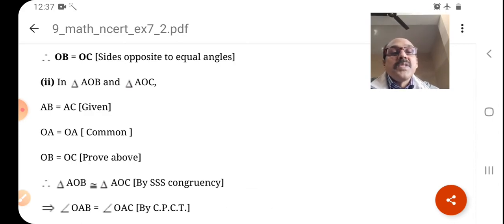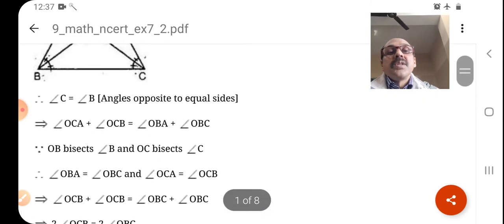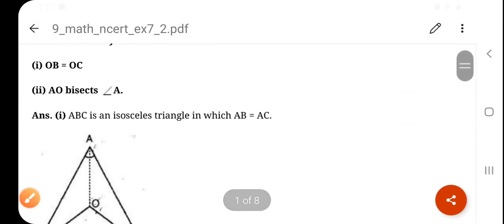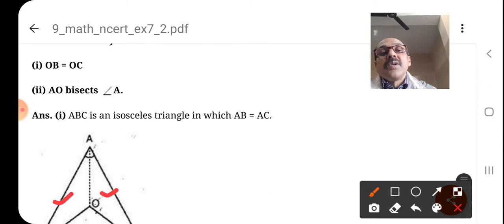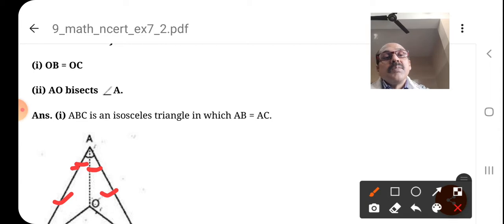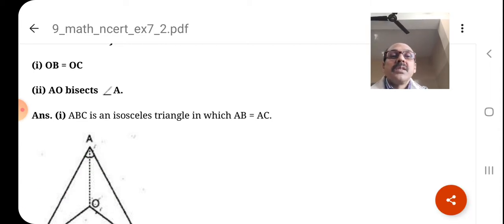Now by CPCT we can say, if these two triangles are congruent, that means corresponding angles are equal, so these two angles are equal. That means OA bisects angle A. Okay.